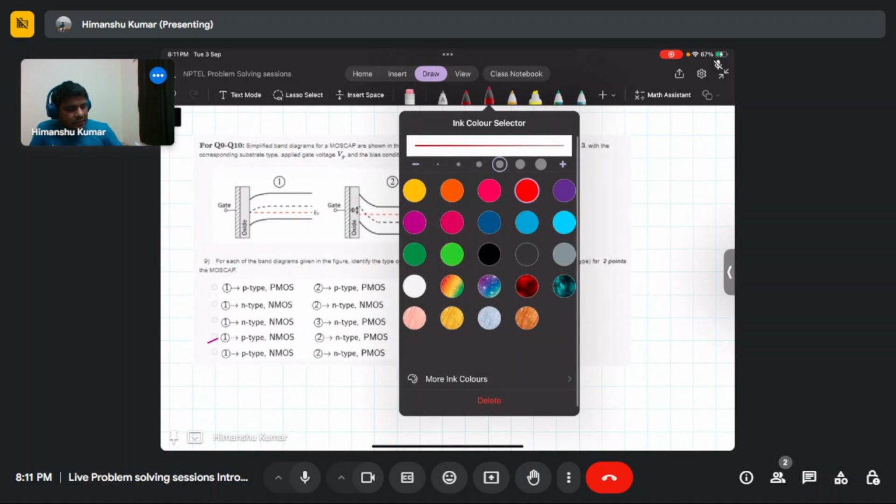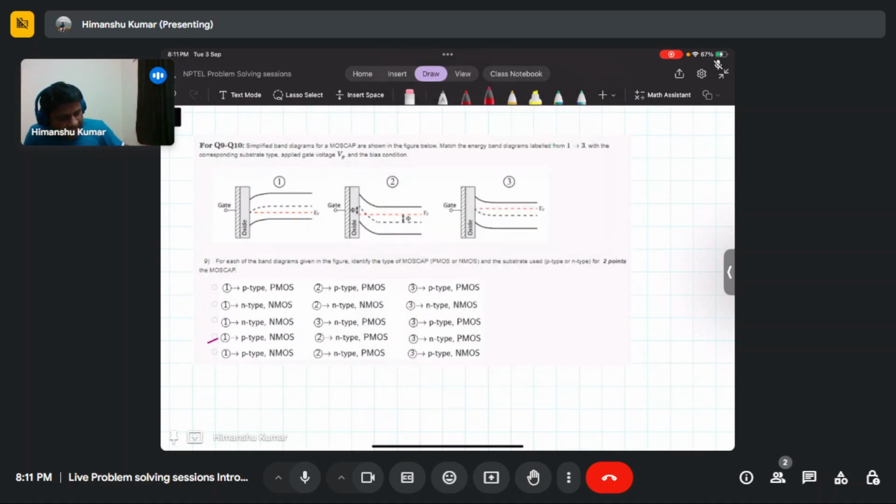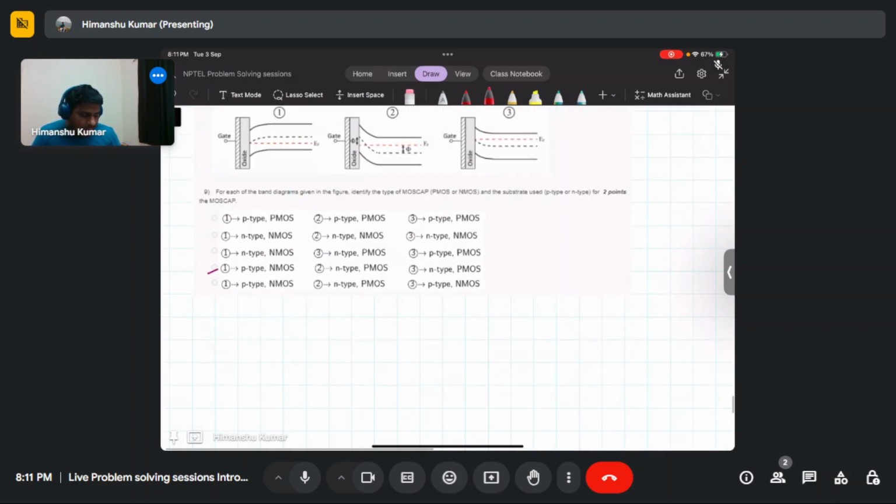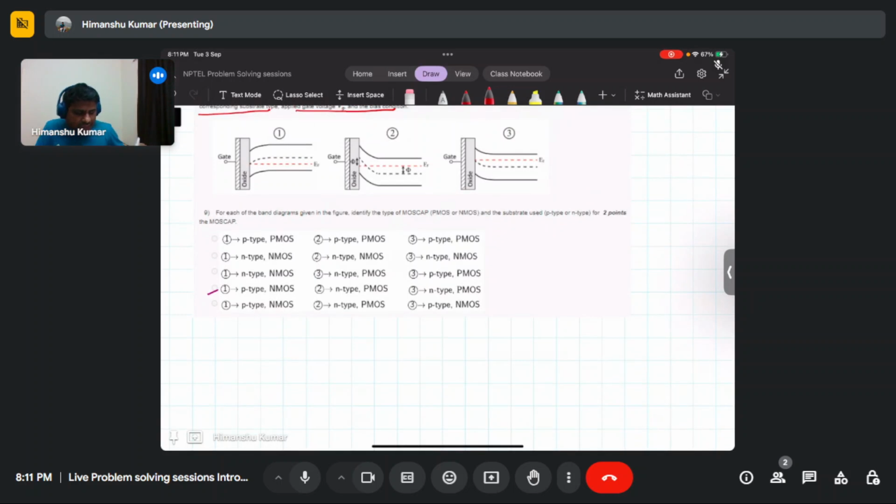The simplified band diagram for a MOSFET is shown in the figure below. Match the following energy band diagrams 1 to 3 with the corresponding substrate type, applied gate voltage VG and bias condition. For each of the MOSFET band diagrams in the figure, identify the type of MOSFET and the substrate used.